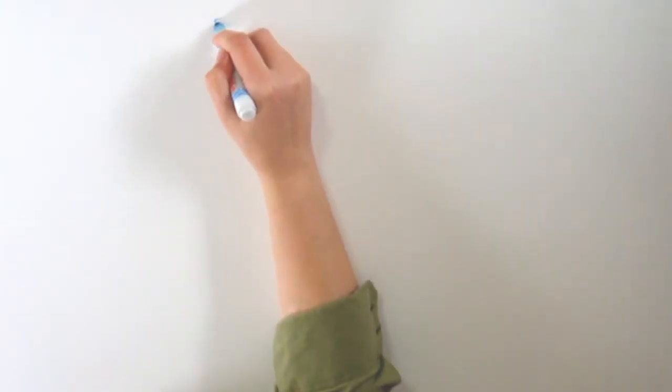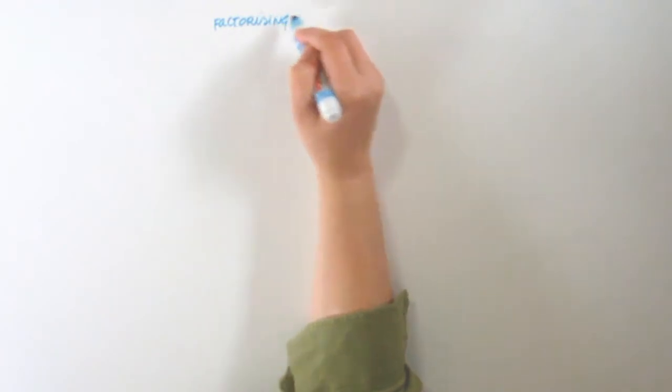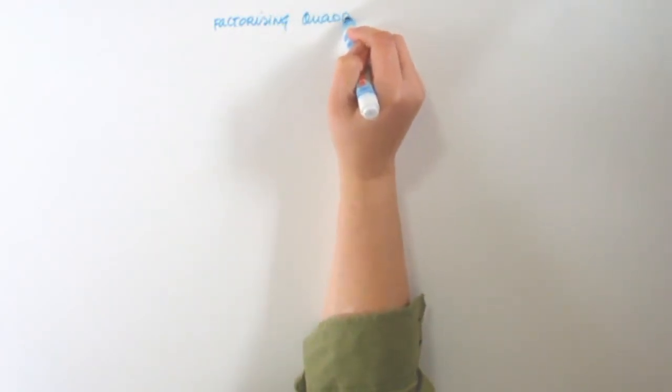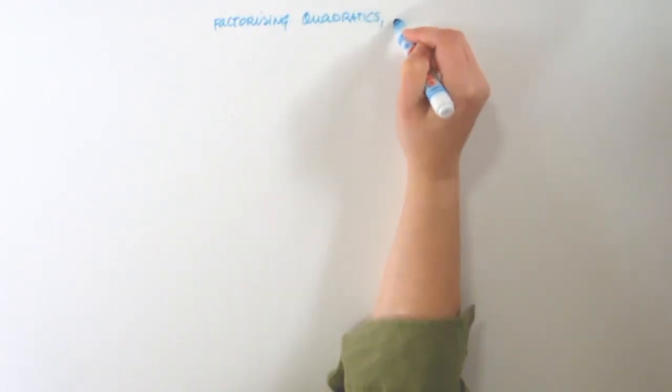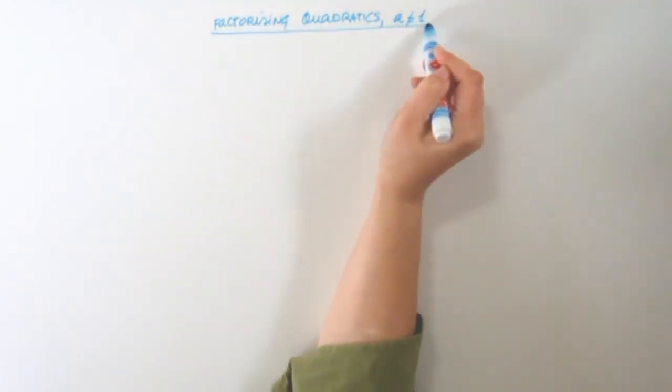Hola clase. Today we are learning how to factorize quadratics when a is different than 1. As usual, I will give you a how-to step-by-step guide and then we'll make examples together.